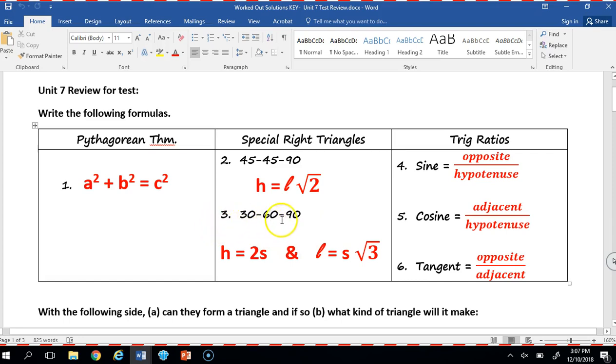With the 30, 60, 90, we have two formulas. The hypotenuse is equal to 2 times the short leg, and the long leg is equal to the short leg times the square root of 3. Now, I told you guys that if you can keep the square root of 3 straight with the 30, 60, 90 because it has 3 separate angle measures, then you should be able to keep the square root of 2 straight for the 45, 45, 90.